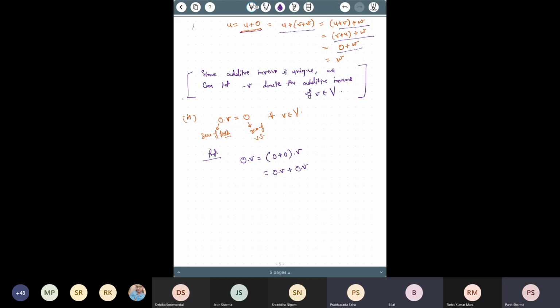What is the left cancellation law? How do you know that this left cancellation law works here? We have not done this. How do we prove this left cancellation law? Sir, we have already proved the inverse, right?